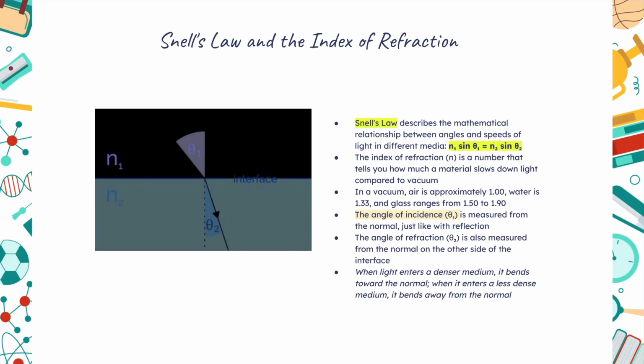The main idea here is that when light enters a denser medium, it bends towards the normal. When it enters a less dense medium, it bends away from the normal line. And remember that the normal line is perpendicular to both surfaces and their interface.